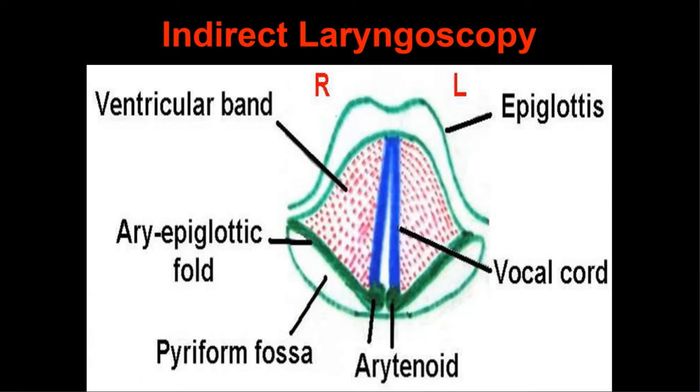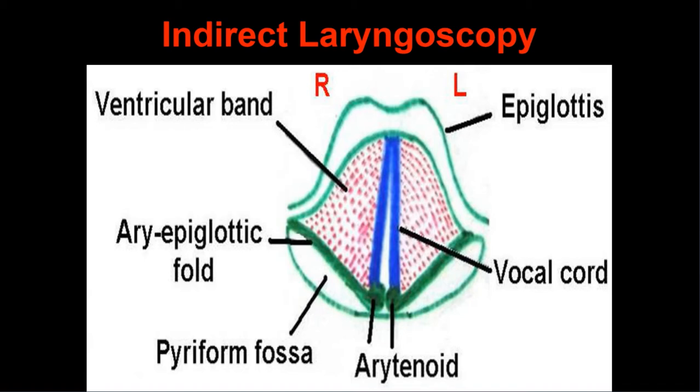So like this, you should draw the diagram of indirect laryngoscopy. Whenever you are suspecting any problem in the larynx, you will examine the larynx by using a mirror. That is called the indirect laryngoscopic mirror. In clinical examination in the ENT OPD, you will see the larynx by using the mirror. Directly we can't see the larynx. That's why you use the mirror for examination.